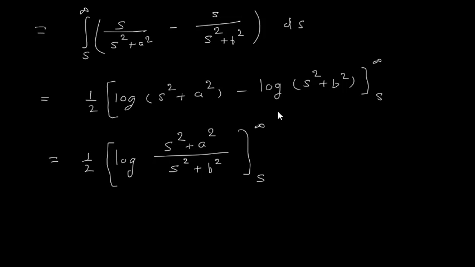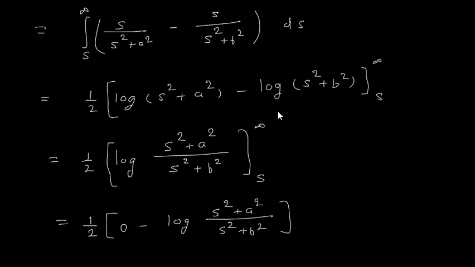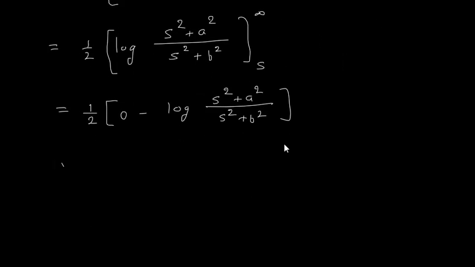Now when we put the infinity value, it will be 0. So this is 1 by 2 times 0 minus, when we put s, it will remain as it is, log of s square plus a square upon s square plus b square. So this is equal to, now this is half, and because of this minus sign, I will reciprocate this inner term. So I will write s square plus b square upon s square plus a square.